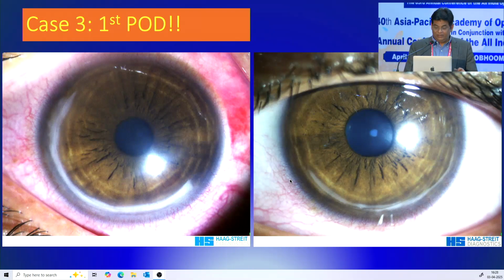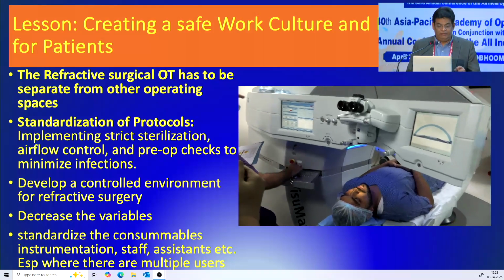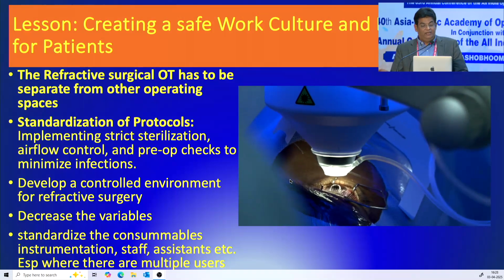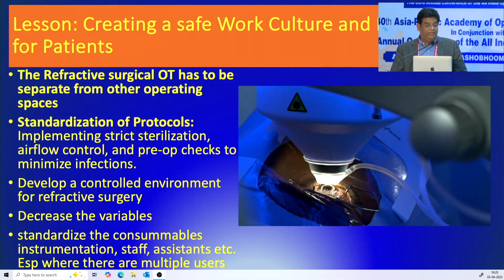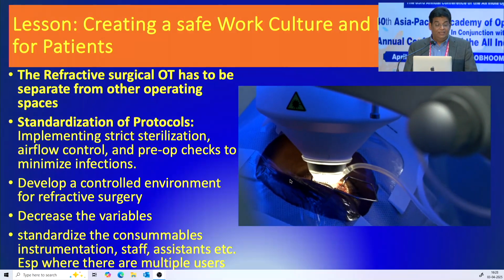And why it happens, I'm going to just address a few factors, because that's what is critical when it comes to establishing a refractive practice. So we have to maintain the sanctity of the work environment and the work culture in a refractive setting. Preferably the refractive OR, if we can afford it, should be separate from other operating spaces. And we have to standardize protocols, how we sterilize, how we clean the instruments, who's cleaning it, so that in case anything goes wrong, we don't end up with a small epidemic of patients. And it's easy to identify and restrict the issue. Also we have to decrease the variables as much as possible and standardize the consumables and instrumentation.